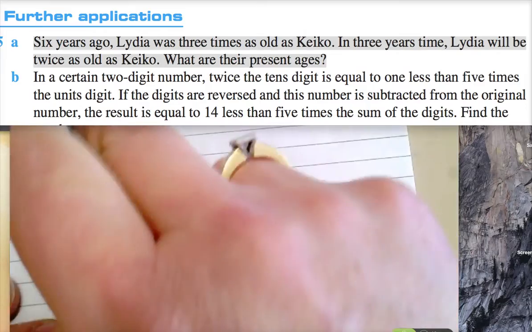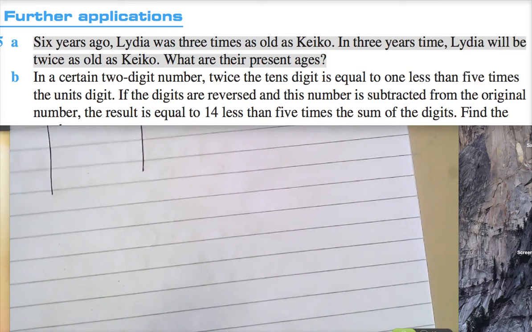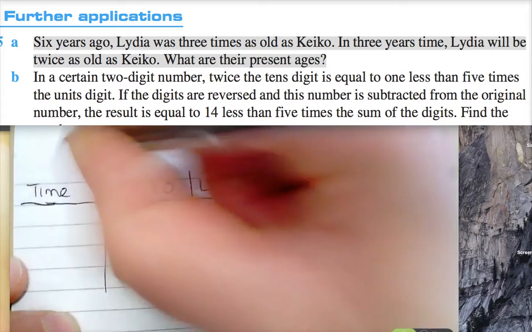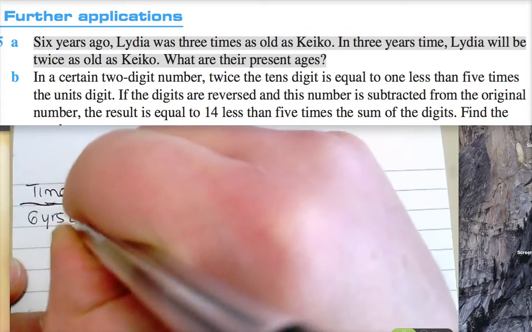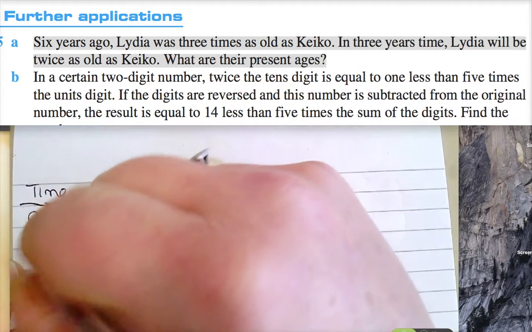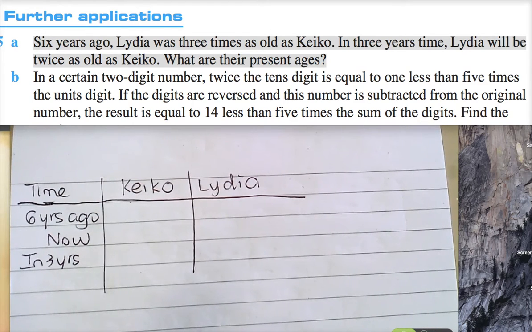I do a column for each person and then the time frame over here. Shh. Ladies, 6 years ago, Lydia was 3 times as old as Kiko. In 3 years' time, Lydia will be twice as old as Kiko. What are their present ages? So I'm just going to go 6 years ago, now, and 3 years' time. Okay? Because they're talking about all these different things.